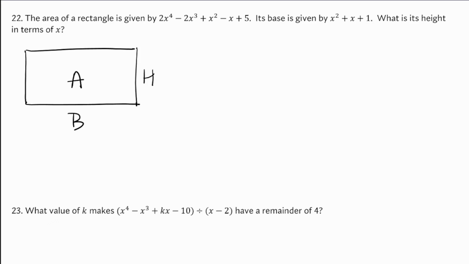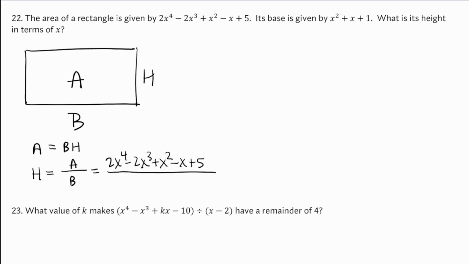Okay, so to justify what I'm about to do here for you, I'm just going to remind you, we know that area is equal to base times height. And if we know that the base is this x squared plus x plus 1 expression, and we're looking for height, we could solve for height by dividing both sides of that equation by b. Okay, so the area is 2x to the 4 minus 2x to the 3 plus x to the 2 minus x plus 5. I want to divide that by x squared plus x plus 1.